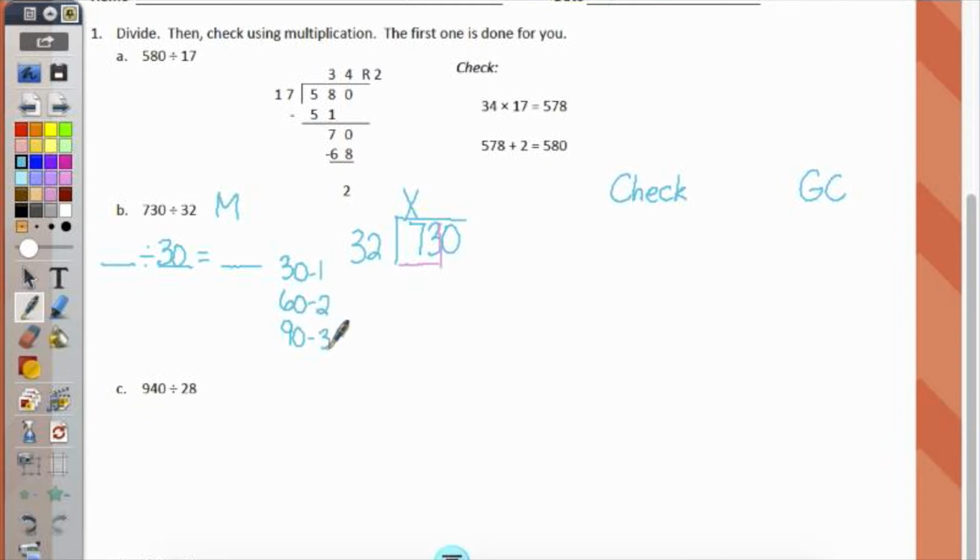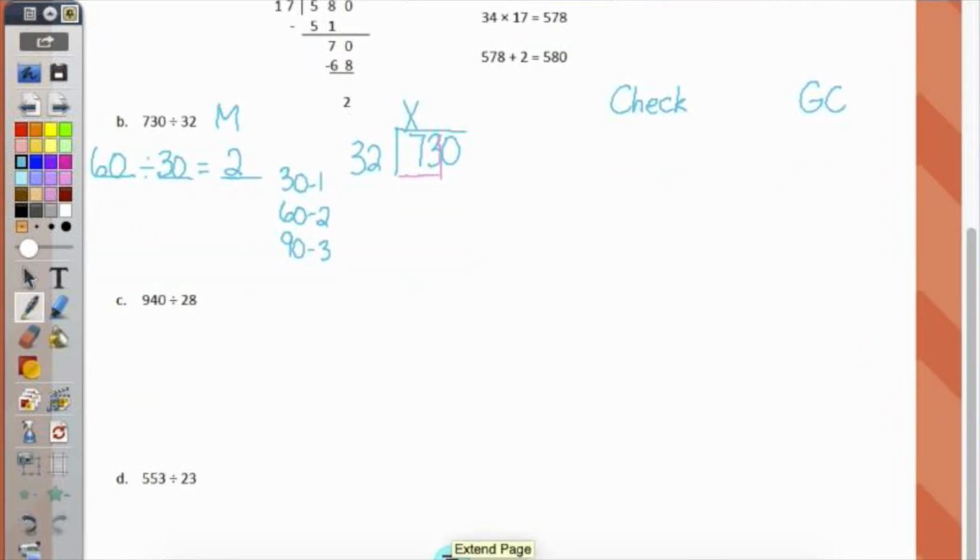So which number, Eduardo, do you think we're going to use here? The 30 or the 60? The 60? Okay, so we're going to use the 60, and we'll try a 2. Now, where are we going to write our guess and check? All the way over to the side, okay? So what do I take times 2, Brandon? The divisor, right? So 32 times 2. We could have done that in our heads. What about, you think 64 is going to work?